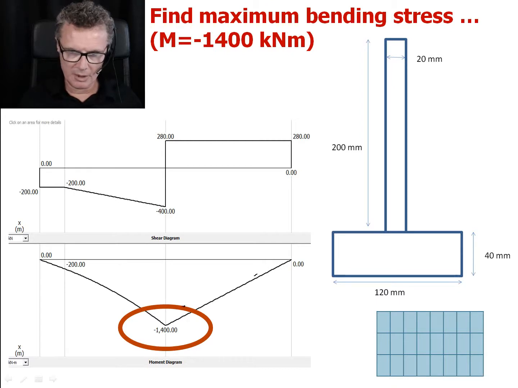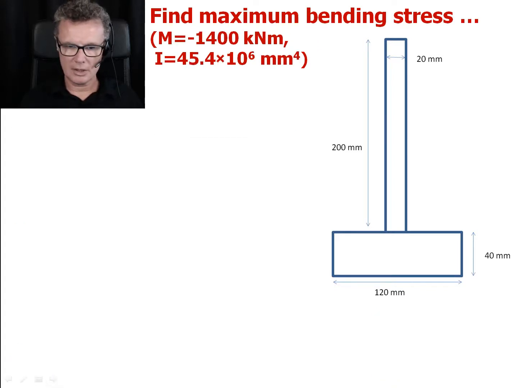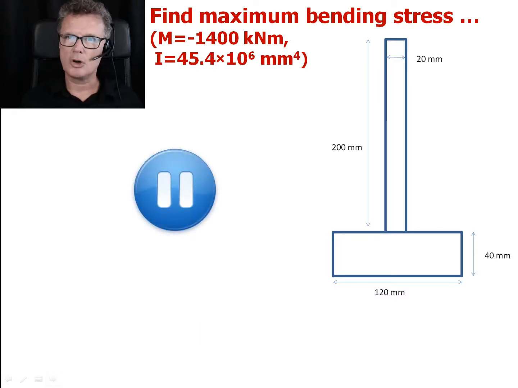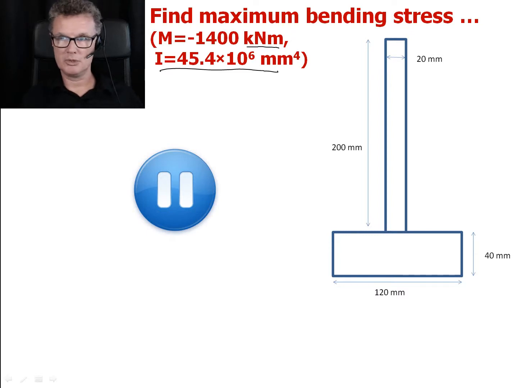Yeah, there we go. From our bending moment graph, we've got the 1400 kNm value, so we can identify that. And we've used our chart value and our table methods to find the second moment of area, which is 45.4 times 10 to the power 6 millimeters to the power 4. And we were working in kilonewton meters. So now's the point to pause the video if you want to try and work out what the maximum bending stress is.